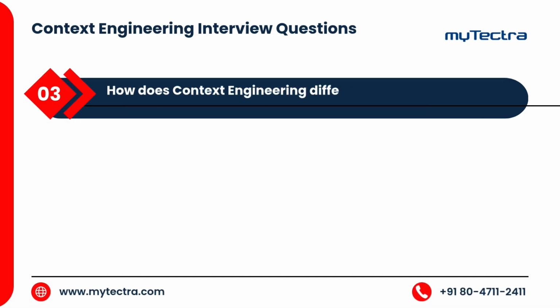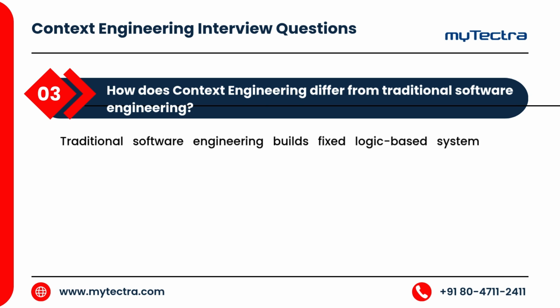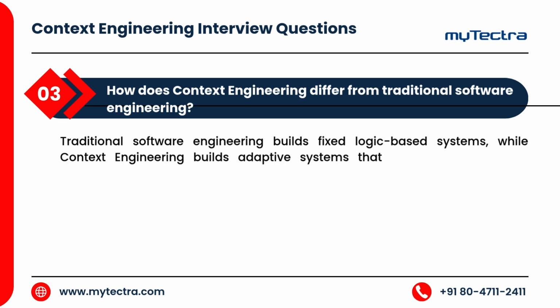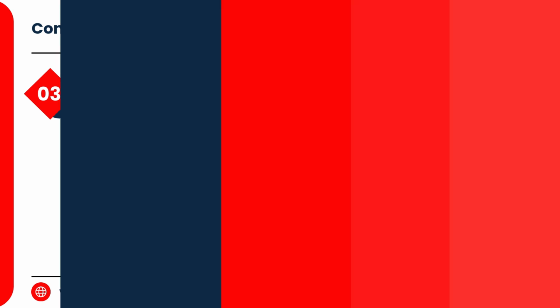How does context engineering differ from traditional software engineering? Traditional software engineering builds fixed, logic-based systems, while context engineering builds adaptive systems that evolve with changing environments. It focuses on real-time decision-making using contextual data, unlike static rule-based architectures.